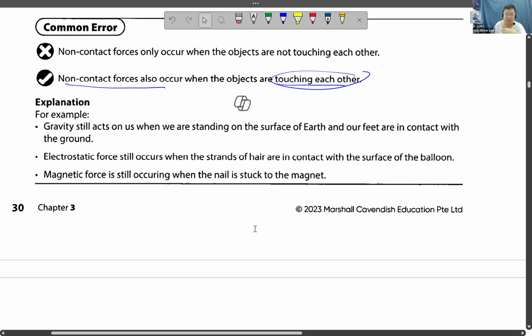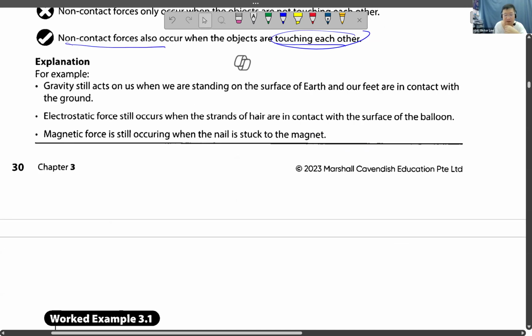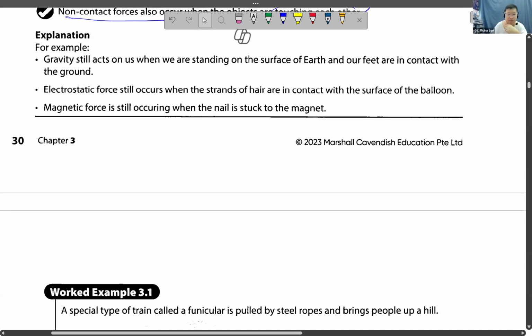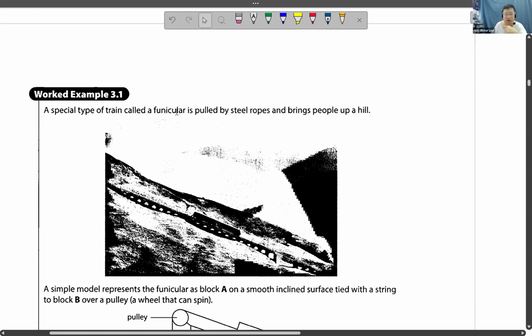All right, here. What's this? Let me see. Oh, this is a special kind of train called the funicular. It is pulled by steel ropes and brings people up the hill. I can't remember exactly, but it's pulling up the hill.